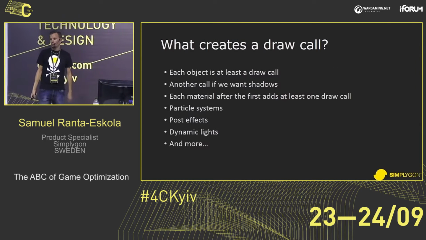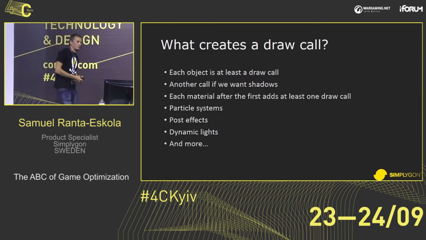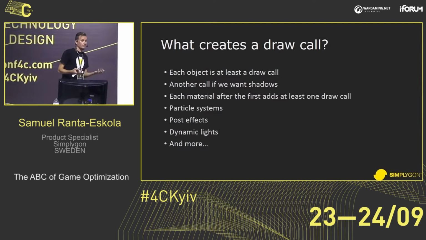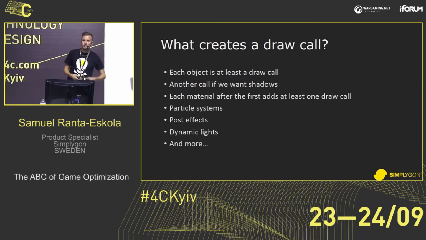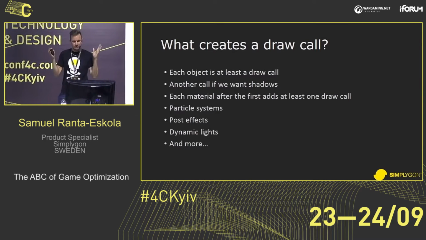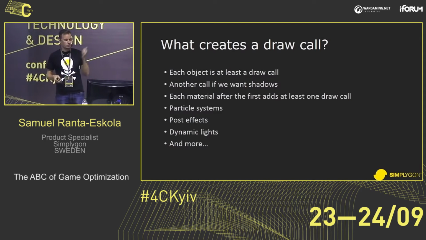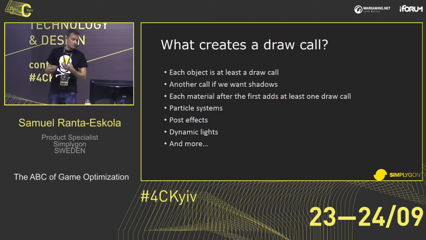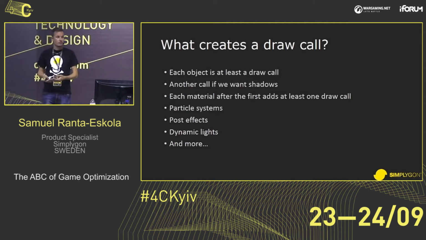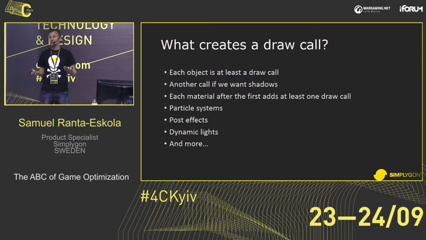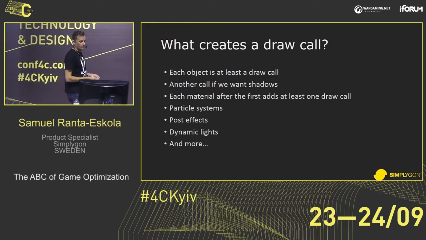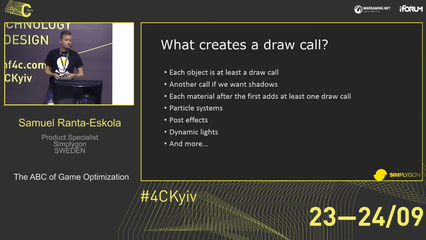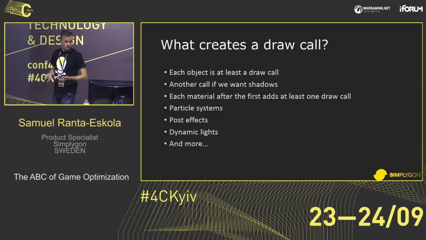So what creates a draw call? Well, each object will consume at least a draw call. There are, of course, methods called static batching and stuff like that, but just for simplicity, each object consumes one draw call. Another call, if we want shadows. Each material, after the first one, will add additional draw calls. So, for example, that character, she has, I think it's 8 materials, which means that she needs 8 draw calls. Particle systems, post effects, dynamic lights, and a lot more things.